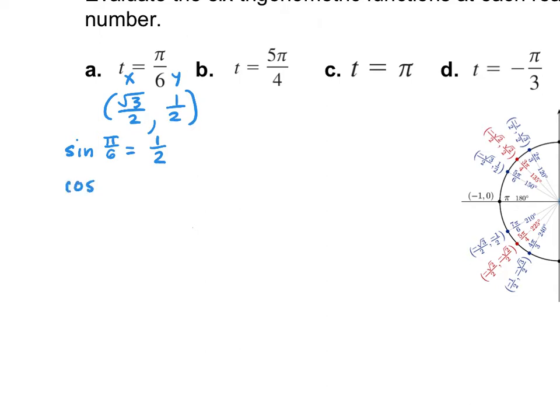Next, we have cosine. What's our formula for cosine? Cosine of t is equal to x. So what's our x? Square root 3 over 2.